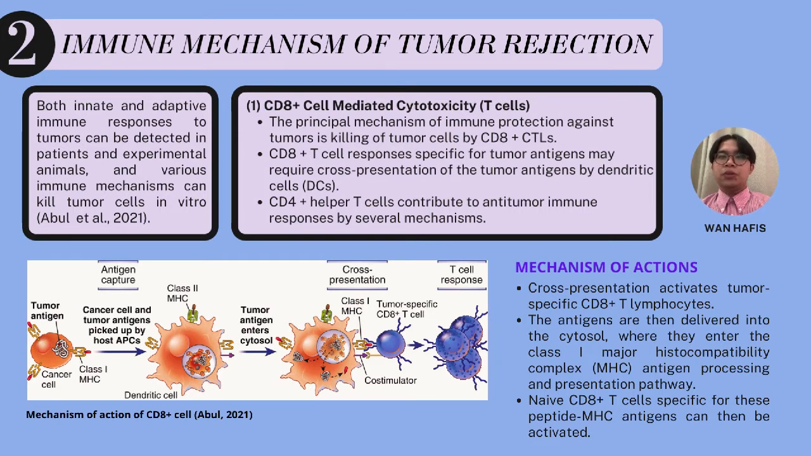CD4+ helper T cells contribute to the anti-tumor immune response by several mechanisms. CD4+ T cells respond to tumor antigens and are commonly found in animal models and patients with cancer, and the presence of T helper cells with CTLs in human tumors correlates with good prognosis. Thus, to initiate anti-tumor CD8+ T cell responses, tumor antigens have to be presented by dendritic cells.